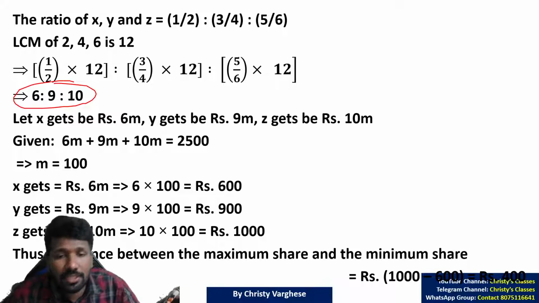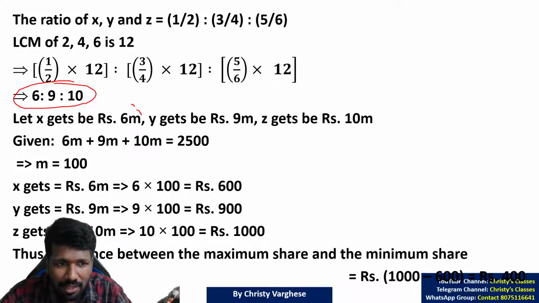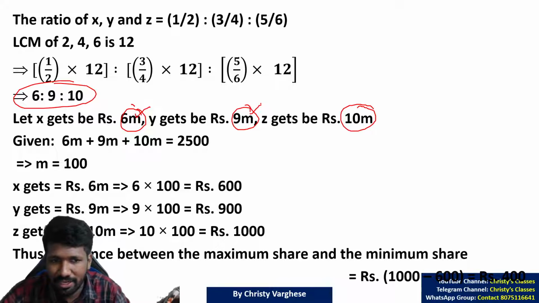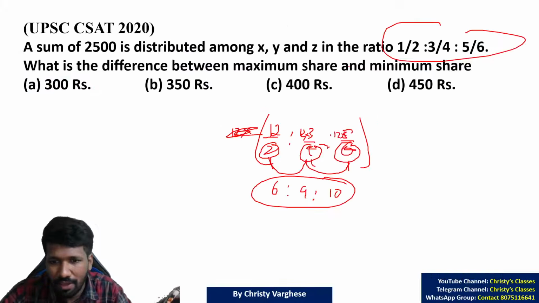Okay, so 6 is to 9 is to 10. 6 is to 9 is to 10 means if 6m is the value of the first person, 9m will be the second person's value and 10m will be the third person's value. I am putting m just to understand. Or if you don't want to put this m, there is another way I will tell you. 6 is to 9 is to 10 means if X gets 6 rupees, Y should get 9 rupees, Z should get 10 rupees.